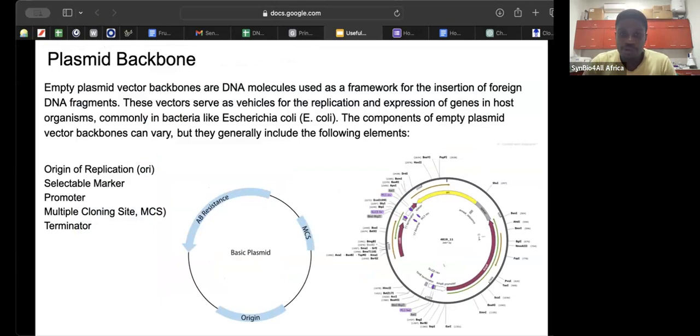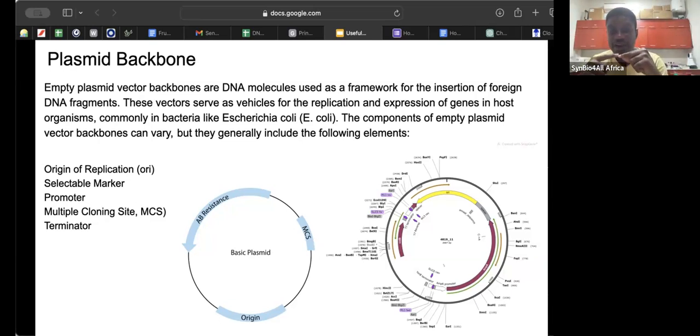Now, the last thing we're going to talk about, well, not the last thing, but in terms of what you need to design your circuit, the last thing we're going to talk about is what we call the plasmid vector backbone. Going back to the beginning, I said we have a promoter, an RBS, a tag, a coding sequence, a reporter, and then a terminator, right?